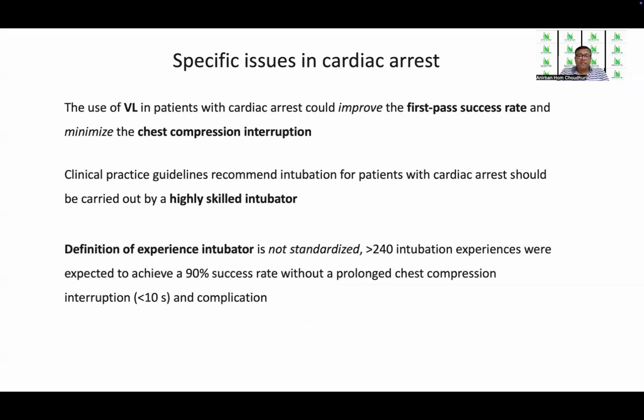In patients with cardiac arrest, there are also some specific issues, but here the use of video laryngoscope in patients with cardiac arrest could improve the first pass success rate and minimize chest compression interruption. Clinical practice guidelines recommend that intubation for patients with cardiac arrest should be carried out by a skilled intubator. And naturally, the question comes, who is a skilled or experienced intubator, but the definition is not standardized. But for all practical purposes, more than 240 intubation experiences, expected to achieve a 90% success rate without a prolonged chest compression interruption, that is less than 10 seconds, and complication, constitutes an expert intubator.